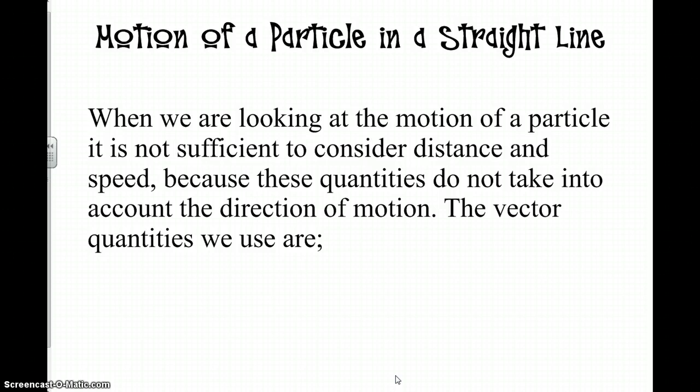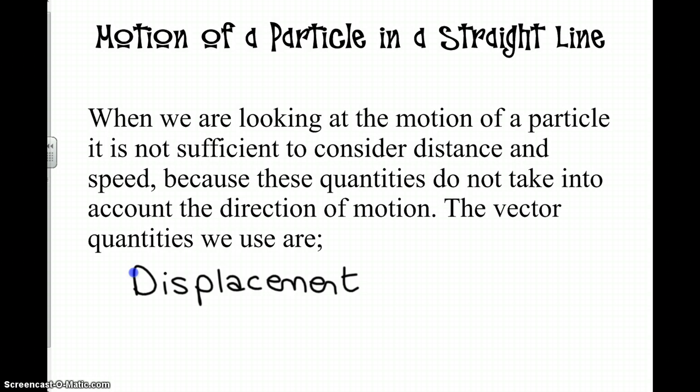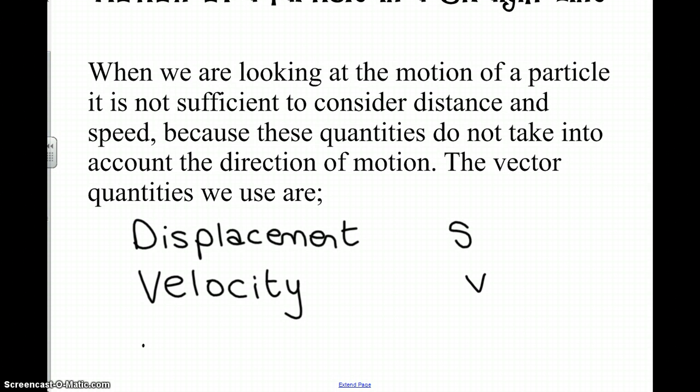And the vector quantities that we use are, the first one is displacement. And that's a bit like distance, only it takes into account the direction that you move in. And the letter that we give to that when we're doing this is S. The vector quantity that we use for the speed is called velocity. And the letter that we give that is V. And the final one that we use is acceleration. And that is an A.